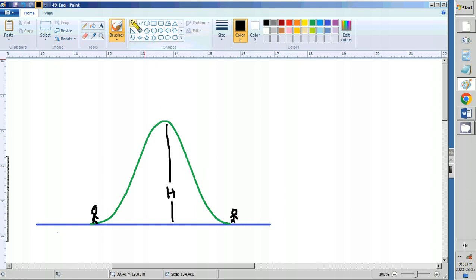After a certain time, this person, say A, has climbed up to this level, this place. He is resting here after a certain time. So he is at this horizontal level.